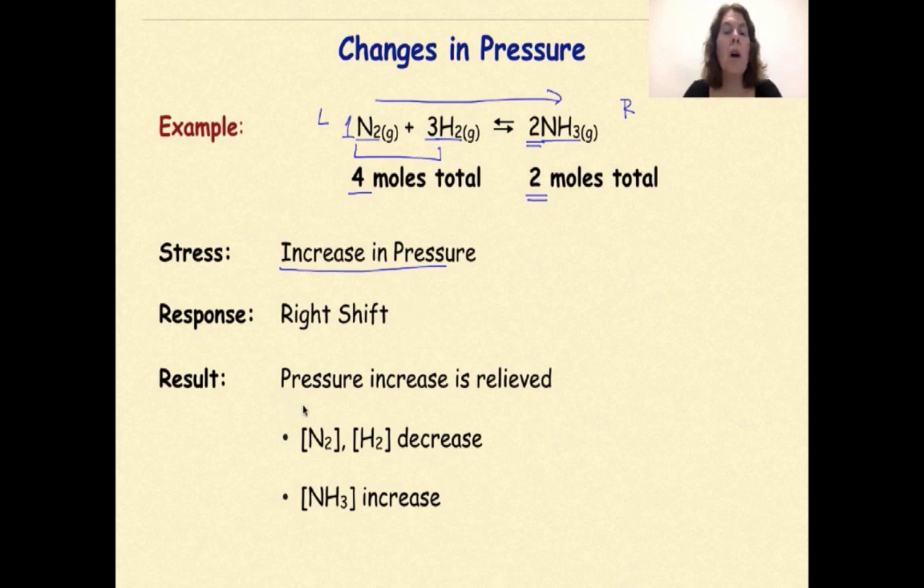As a result, the pressure increase is relieved, the amount of N2 will decrease, the amount of H2 will decrease, and overall, our amount of ammonia will increase. So if we wanted to do something to this closed system to make more ammonia, we would increase the pressure, thereby decreasing the volume, so that more moles of ammonia could be produced.